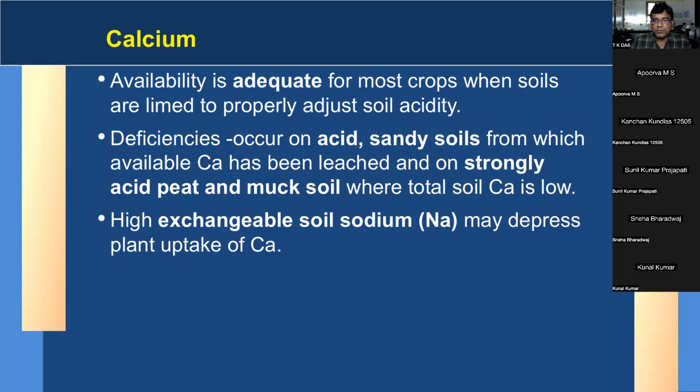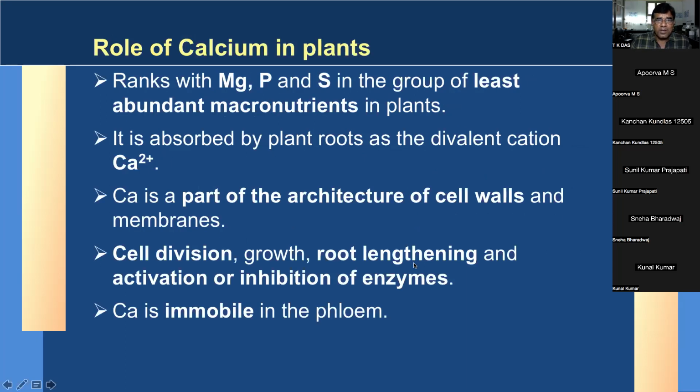Also, high exchangeable sodium may depress plant uptake of calcium. So this sodium, calcium, and magnesium, and also potassium, many times they can work against each other in soil as well as in the plant system. What are the roles or importance of calcium in plants?